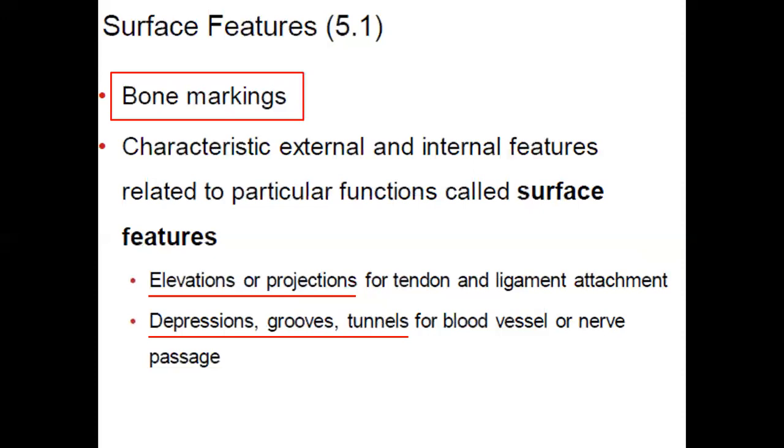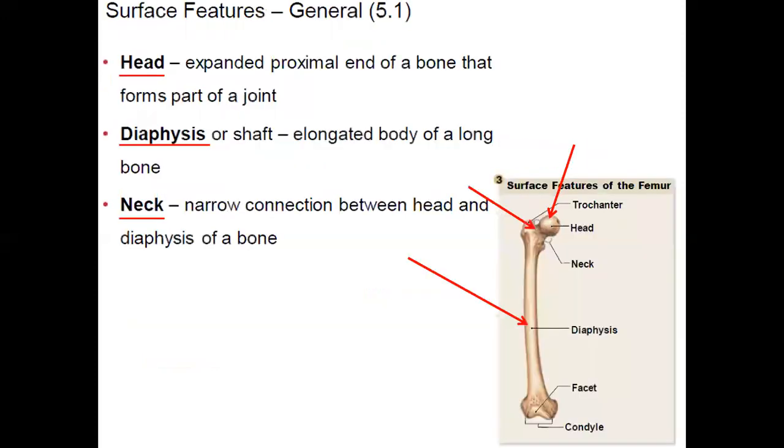We'll talk about specific examples of these as we go. So these specific surface features, we're going to go through a list of all the types of surface features. I'm going to call them bone markings. These bone markings, we'll talk about in general what they are, and then we'll get into some specific examples of these bone markings as we go.